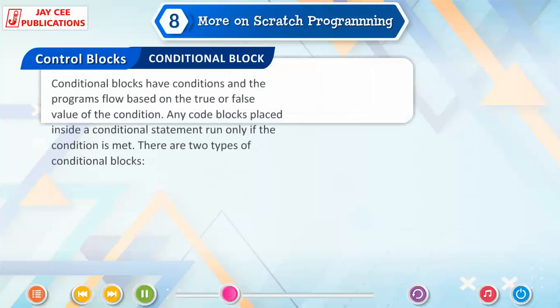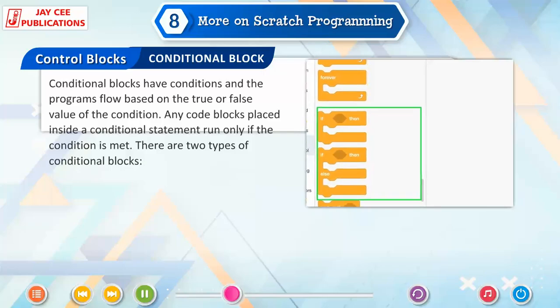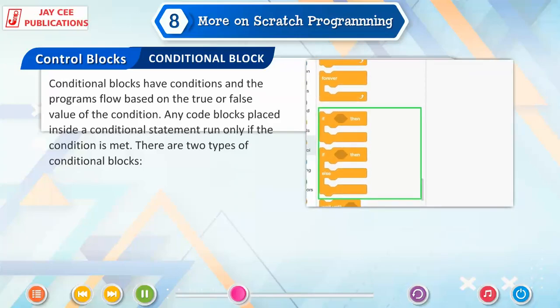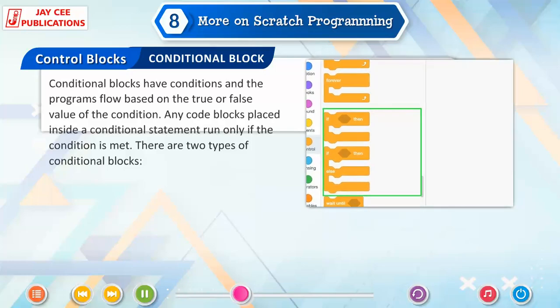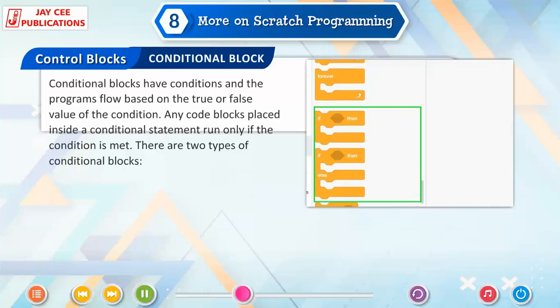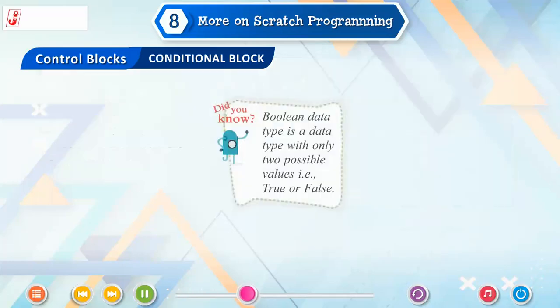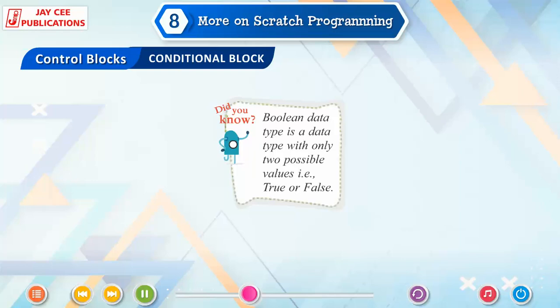Conditional blocks. Conditional blocks have conditions and control the program's flow based on the true or false value of the condition. Any code blocks placed inside a conditional statement run only if the condition is met. There are 2 types of conditional blocks. Did you know a Boolean is a data type with only 2 possible values, for example, true or false?